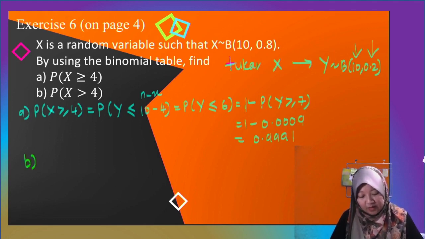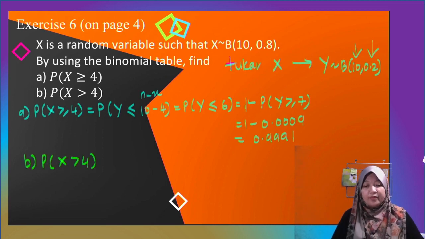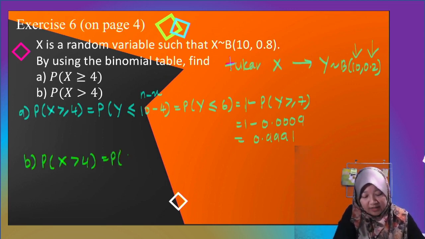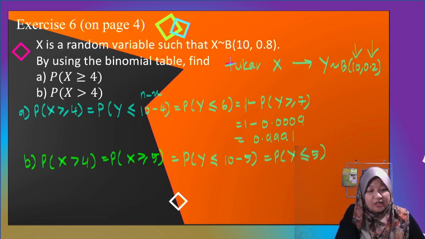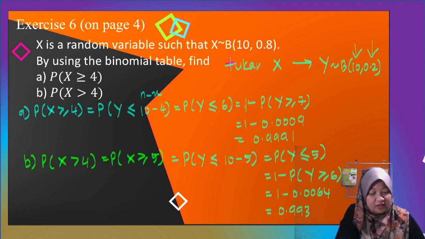Okay, B, probability X greater than 4. So, greater than 4 adalah probability X greater than or equal to 5. Okay, then kita tukar kepada Y. Jadi, kalau X greater than or equal to, Y adalah less than or equal to, n dia adalah 10, 10 tolak 5. So, dia adalah probability Y less than or equal to 5. So, dia adalah 1 minus probability Y greater than or equal to 6. So, cari dalam table, 1 minus 0.0064. So, we have 0.9936.